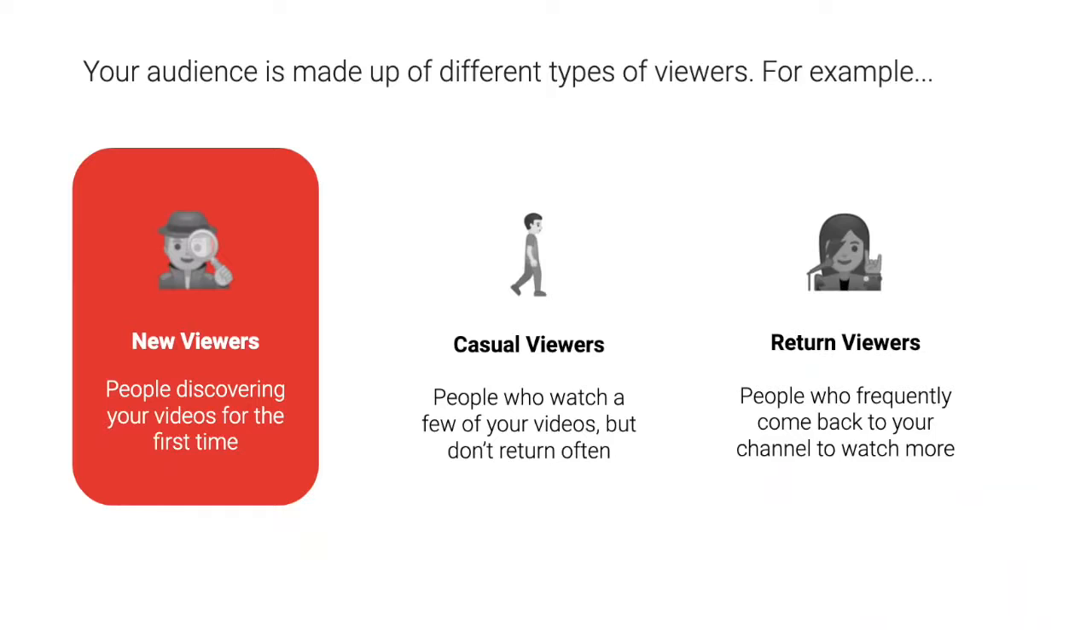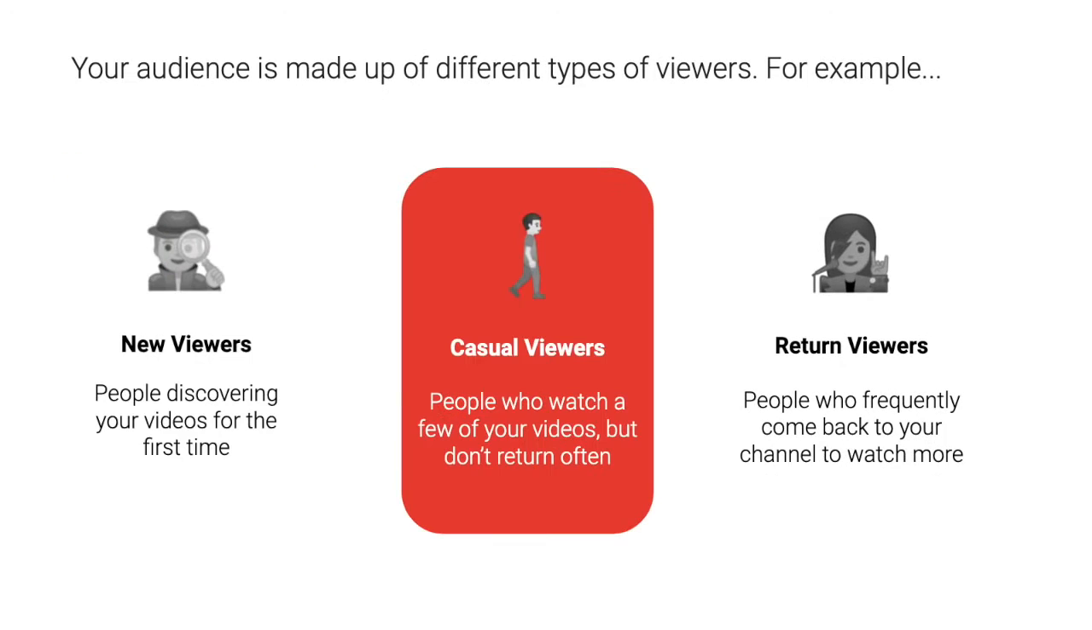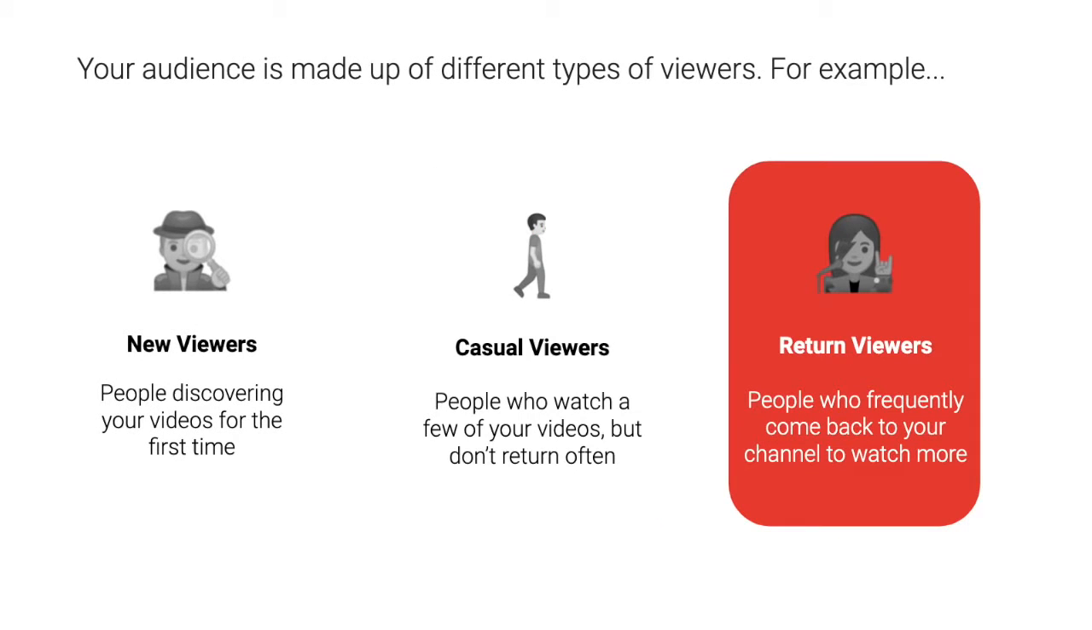Let's start off with some of the different types of viewers that are going to be on your channel at any given time. So firstly, you have new viewers. So people discovering you and your channel for the very first time who haven't watched you before. Then you have casual viewers. So viewers who might watch one or two of your videos and they either don't return at all, or maybe they come back but fairly infrequently. Then lastly, you have return viewers. So maybe those are people who watch you regularly or consistently. They're there for every new upload. This is closer to a type of fan.